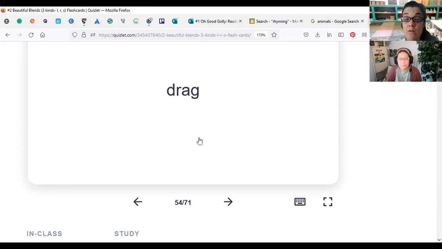Okay, so let's try it again. It's 1, 2, 3, 4 letters, but it's 3 sounds. 1, 2, 3. Dr, a, g. Drag is what we heard. Now, you had said drap, though. So if it's drap, what letter would it have been here?